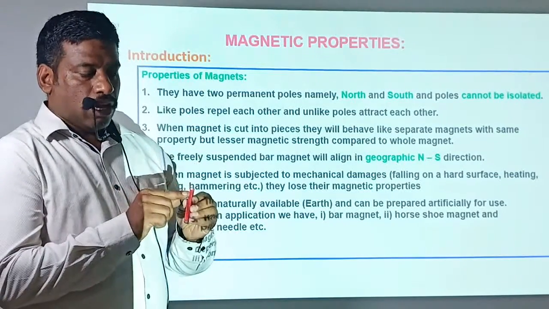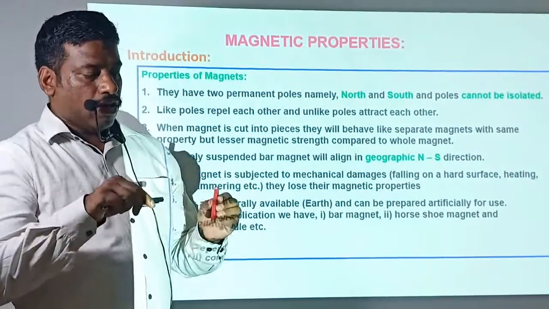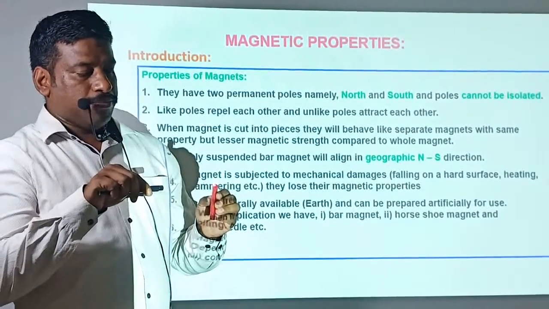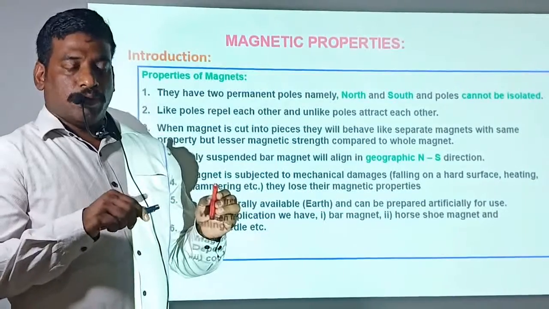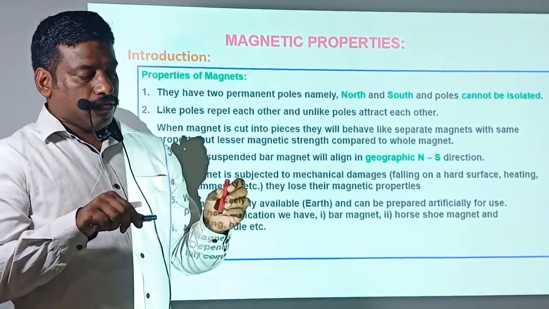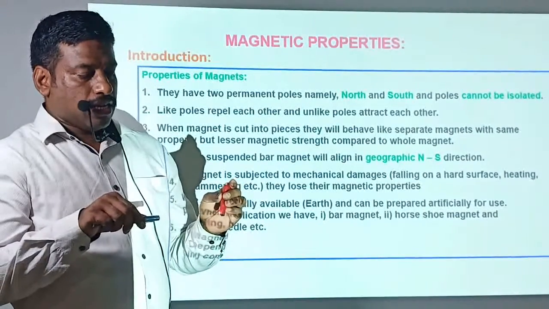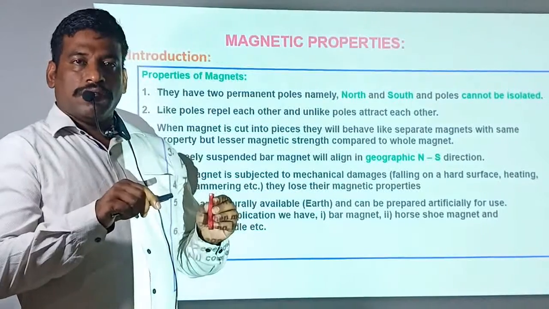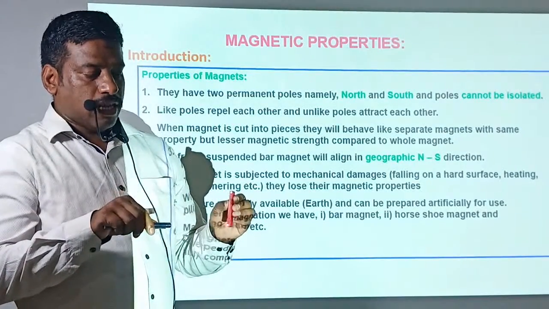One is the north pole, where we have a white dot over the pole region. This represents the north pole, and there is no such mark on the other side, which is taken as the south pole. So every magnet is associated with two poles: one is north, another one is south.